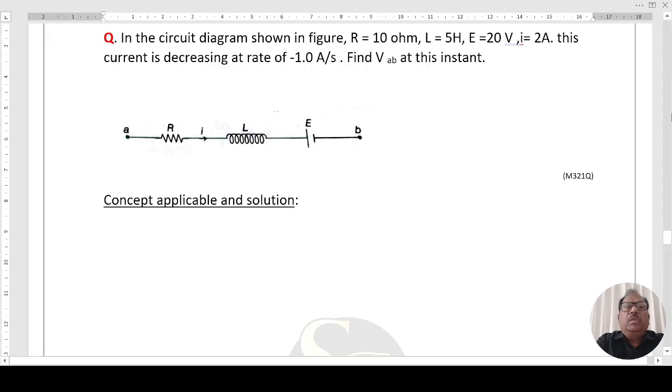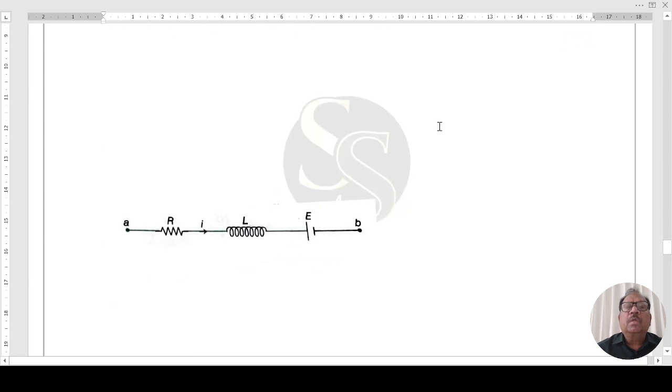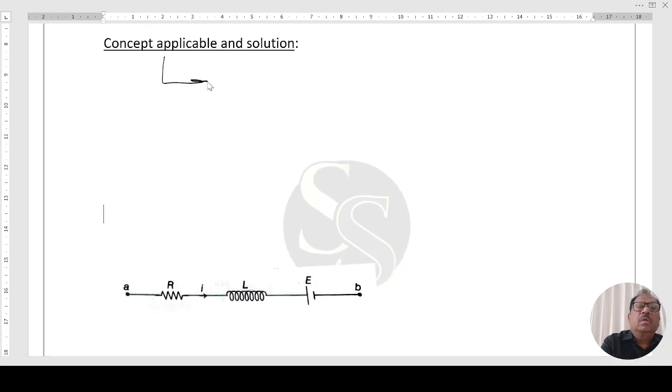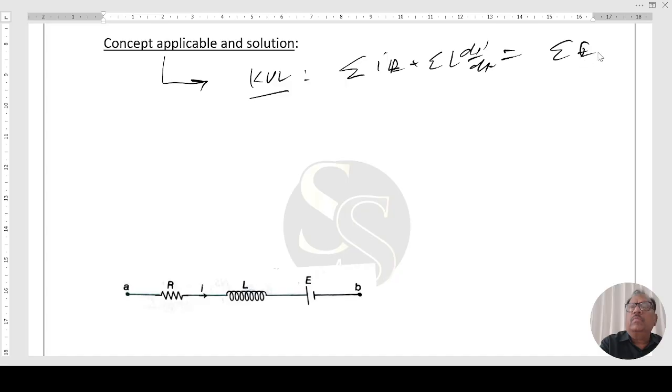Question is, in the circuit diagram shown in the figure, this is the figure, resistance 10 ohm, inductance 5 Henry, applied E is 20 volt, I is 2 ampere and decreasing at a rate of minus 1.0 ampere per second. We have to find VAB in this case. Concept applicable: KVL is summation I into R plus summation L di by dt equal to summation E.